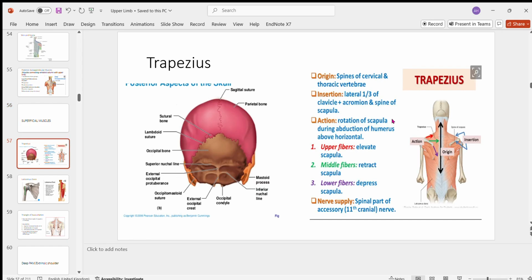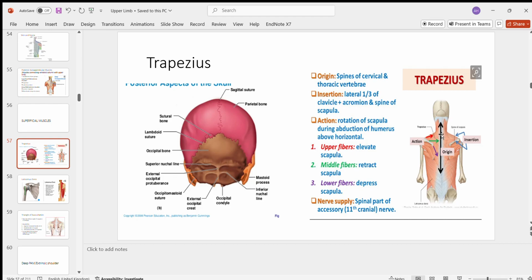First of all, the superficial group. It has the trapezius muscle and the latissimus dorsi muscle. Now, the thing we need to understand is that the trapezius muscle is the upper muscle and latissimus dorsi is the lower muscle. So, origin of trapezius muscle is from above and the origin of latissimus dorsi is from below. And in between, these two muscles overlap. So, first of all, we'll discuss trapezius muscle.